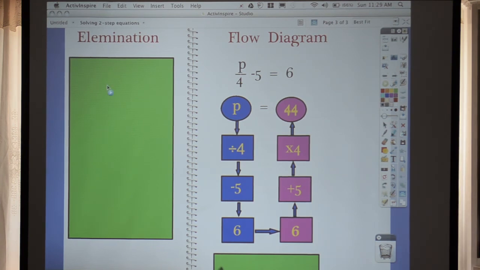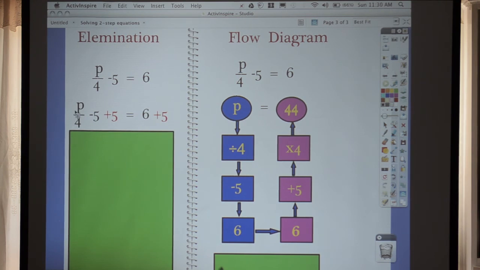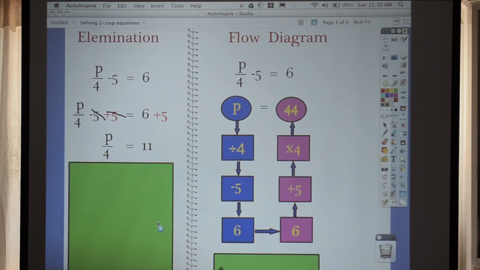Let's do the elimination process now. We have to get rid of the negative 5 in the first instance. And so we have P over 4 minus 5 plus 5 equals 6 plus 5. Remember, what we do on one side of the equation, we must do to the other side. And since we add 5 here, we must add 5 on the other side. So now, these two cross out each other. So what are we left with there? We are now left with P divided by 4 is equal to 11.